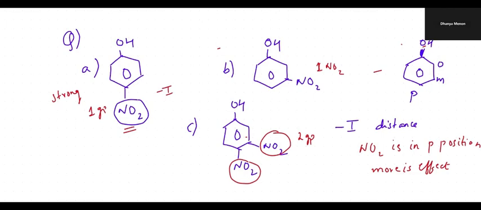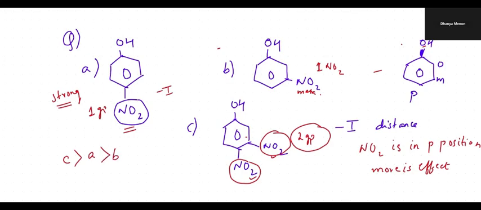Of course, phenol is a weak acid, but still comparatively, because all are phenol substituents, right? So here, comparatively, NO2 is in the para position, so definitely it will be strong, compared to B, where it is in the meta position. But in C, you can see there are two groups, one in para and one in meta. So definitely C is more acidic than A and then B.